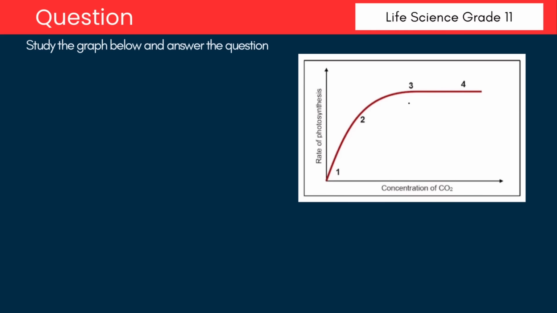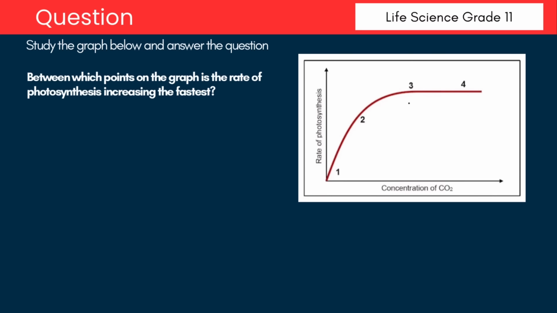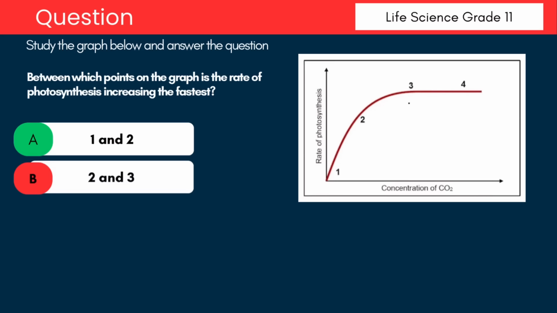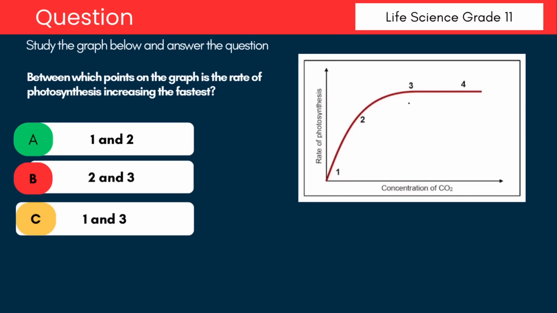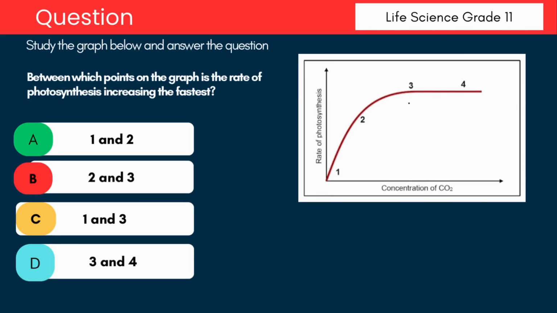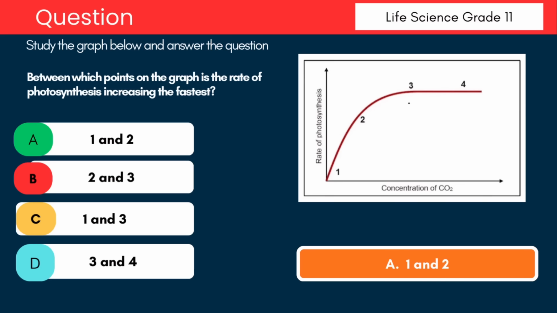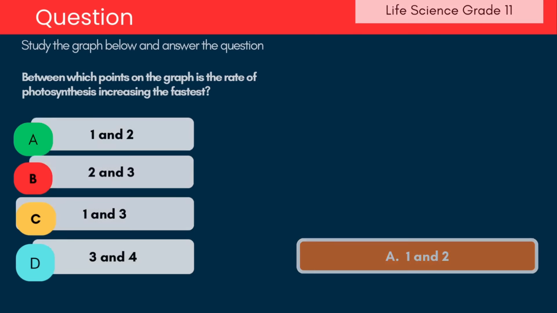Study the graph below and answer the question. Question. Between which points on the graph is the rate of photosynthesis increasing the fastest? A. 1 and 2. B. 2 and 3. C. 1 and 3. D. 3 and 4. The correct answer is A. 1 and 2. Between points 1 and 2 the curve rises steeply, showing the fastest increase in the rate of photosynthesis, as carbon dioxide concentration begins to rise.